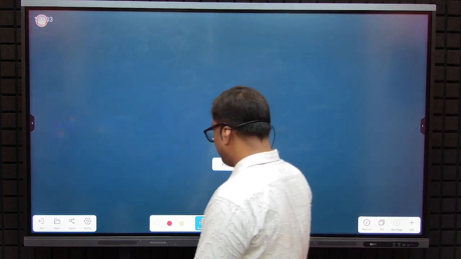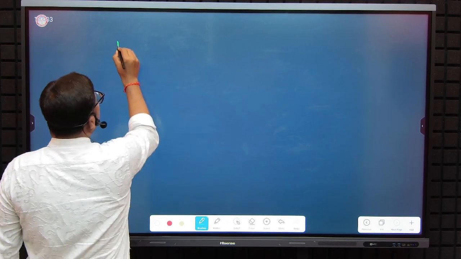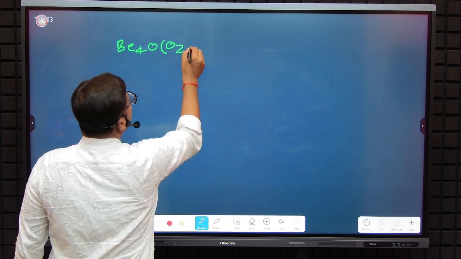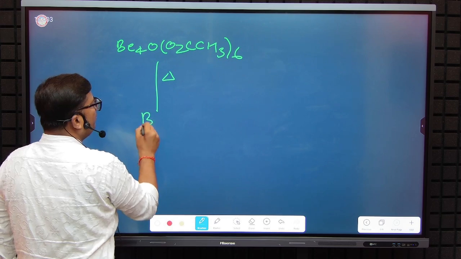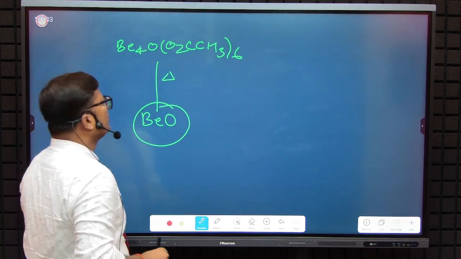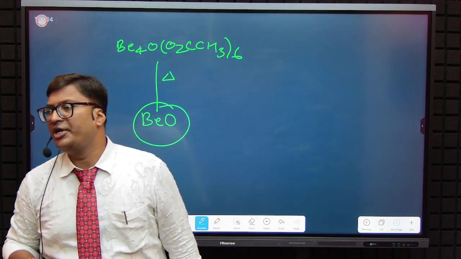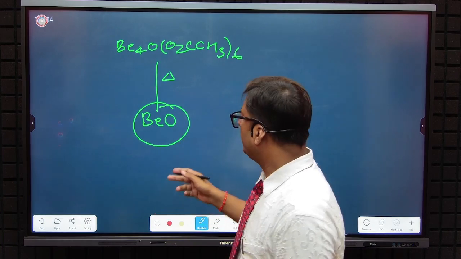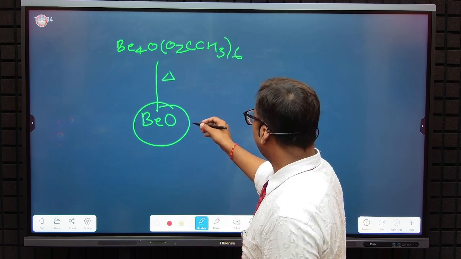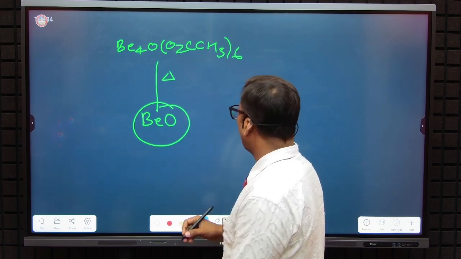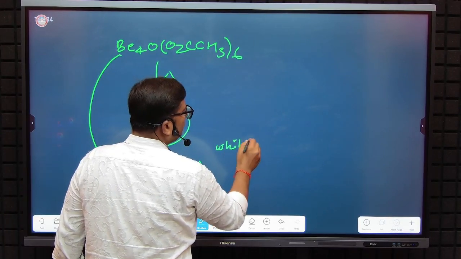Now, why is this complex called basic beryllium acetate? Once it is heated, it forms beryllium oxide, right? Upon heat treatment, this complex decomposes to beryllium oxide, and beryllium oxide, because of the 2 plus charge and 2 minus charge, has high lattice energy, and the complex is highly stable, and the resultant compound is highly basic. So this is a white crystalline compound.